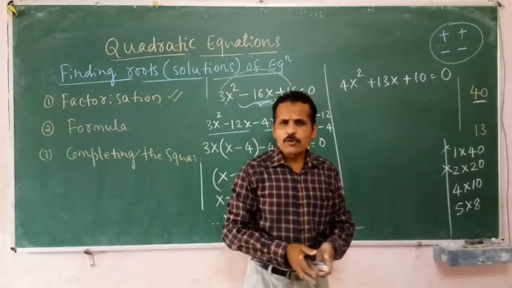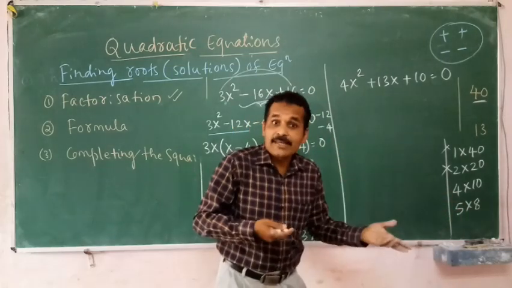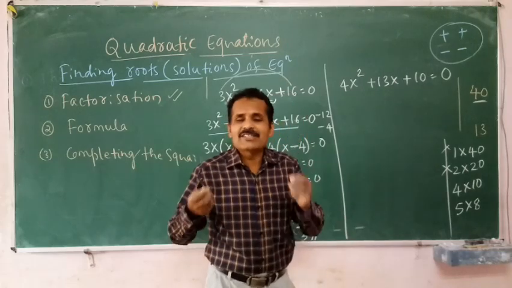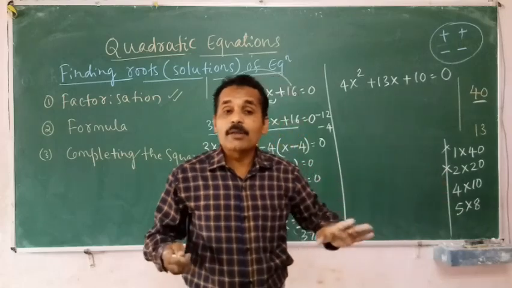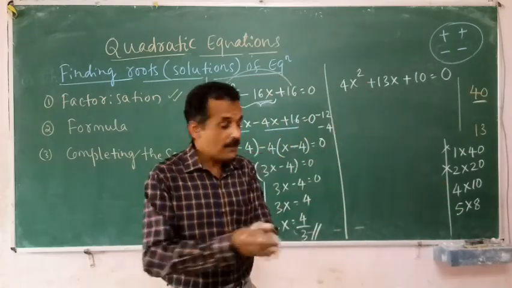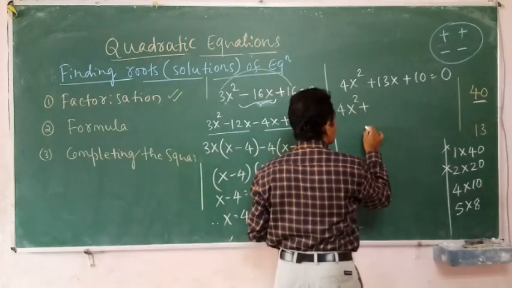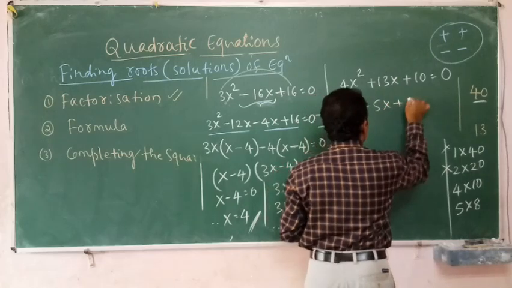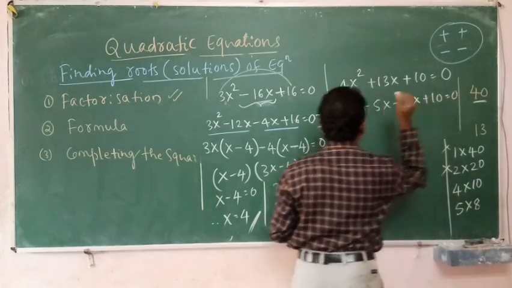Now there will be a doubt for the student. Which term should be taken first? Either 8 should be taken first or 5 should be taken first. My dear children, any term you can take first. Absolutely no problem. With that, there will be no difference in the answer. Come on. 4x square plus 5x plus 8x plus 10 is equal to 0.